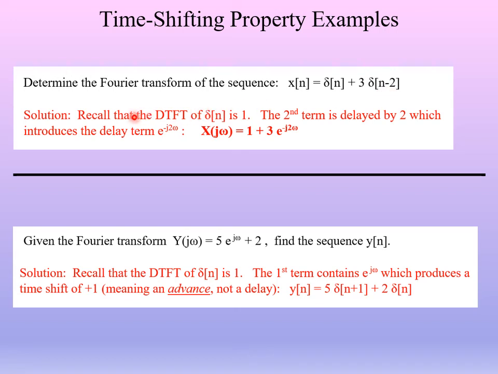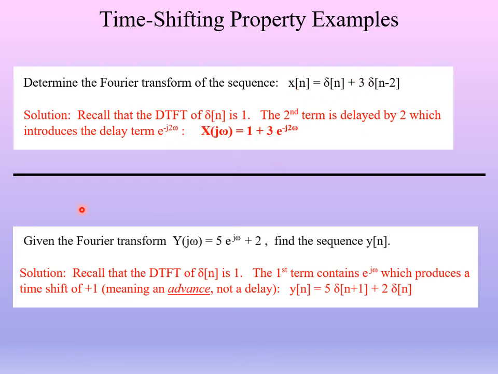And so the way to do this is, remember, the discrete time Fourier transform of a delta function is just 1. So this first term here, when we take the Fourier transform, that gives us a 1. The second one, we have 3 times the delta function. So that gives us a 3, but remember, this delta function is delayed by 2. And remember, the time shifting property means we pick up a delay term of e to the minus j2 omega. So we can multiply that by the 3, and here is our Fourier transform x of j omega for this sequence up here.